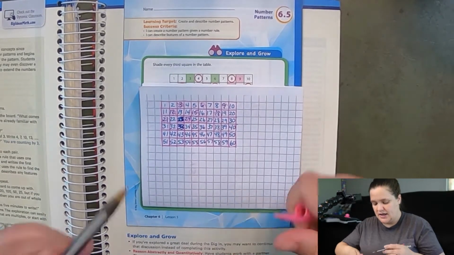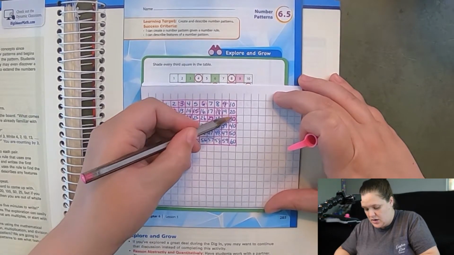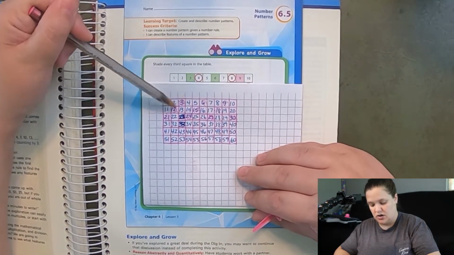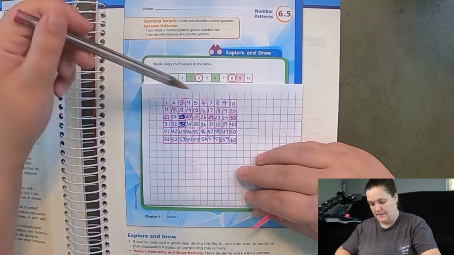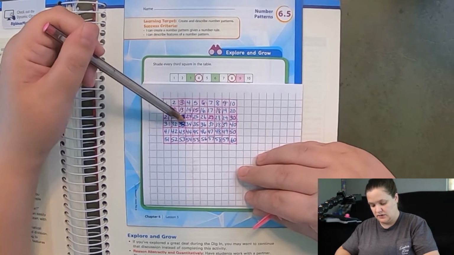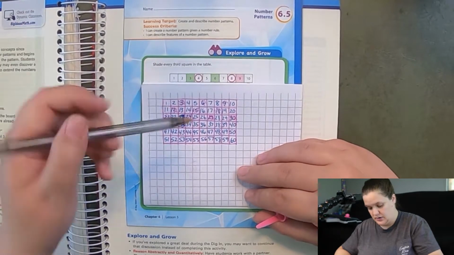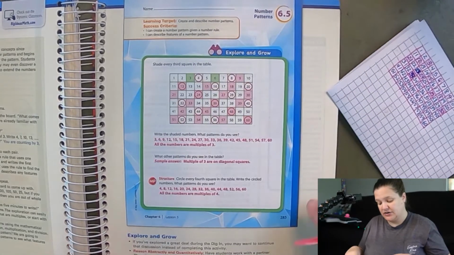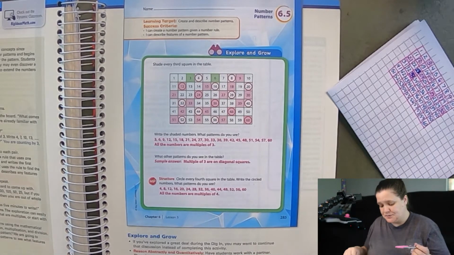If I were to keep going with this, you're going to keep going with it and do all of them. If you notice, my shaded numbers are all diagonal to each other, going this way. 3, 12, 21, 6, 15, 24, 33 is probably going to be next. Oh, yep, look at that. So that could be another pattern, because it says, what other patterns do you see? They're on diagonal squares to each other. So that might be another pattern that you would list.